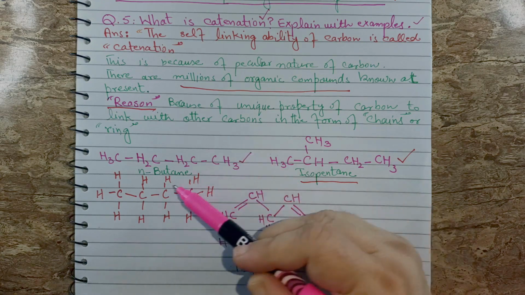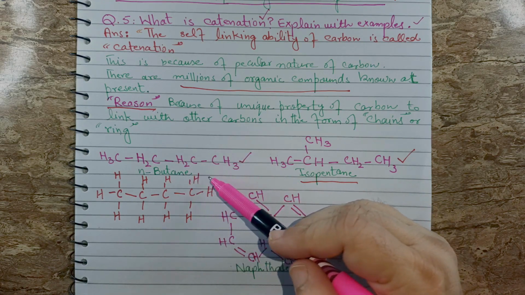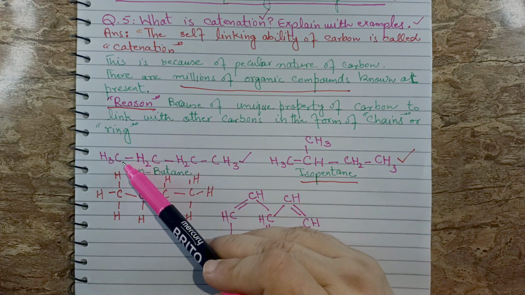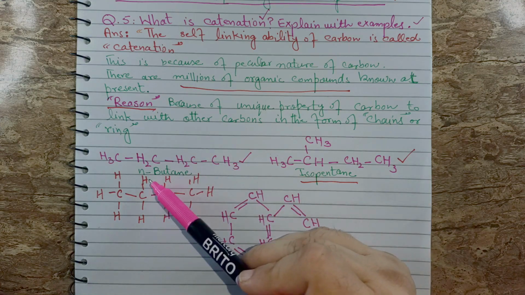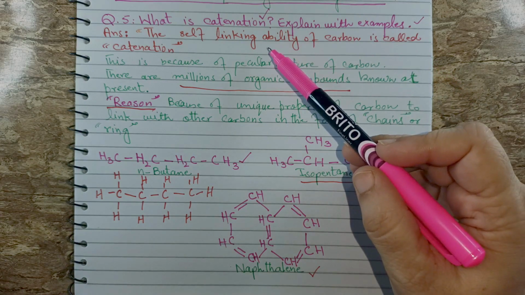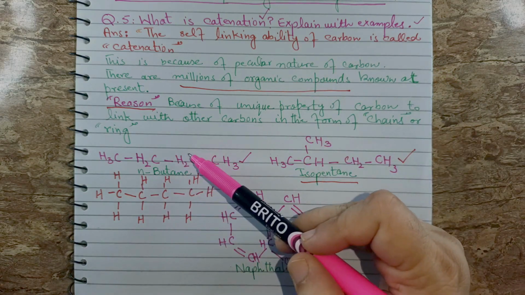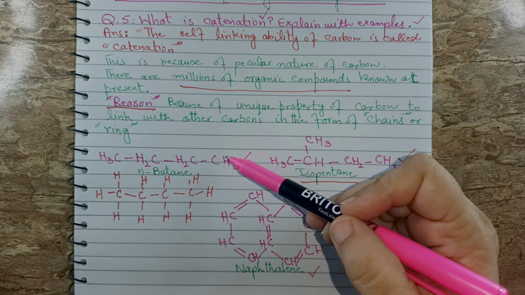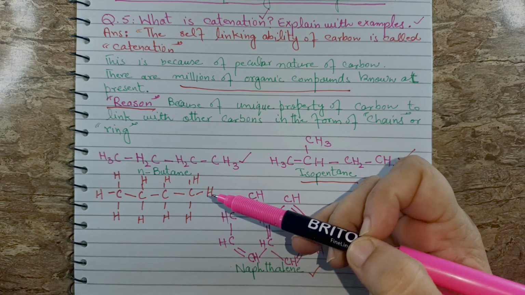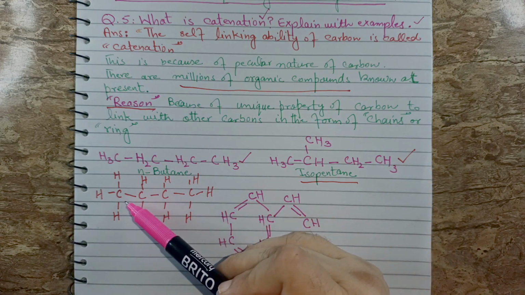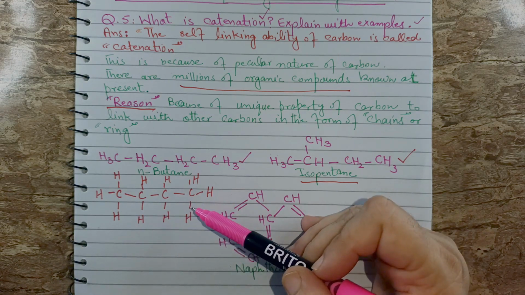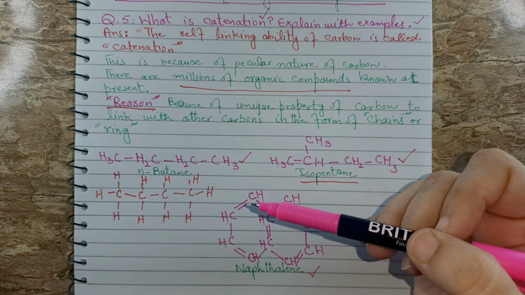In order to understand properly the self-linking ability of carbon, I have given examples of different organic compounds. First you are seeing n-butane. We are calling it n-butane because it contains 4 carbons, 1 2 3 4. And in the self-linking ability, as we have said, carbon will be attached to each other. In this example it is not clear, but I have given it in the expanded form. In this structure you can see that carbon is directly attached to other carbons. This is actually the self-linking ability.